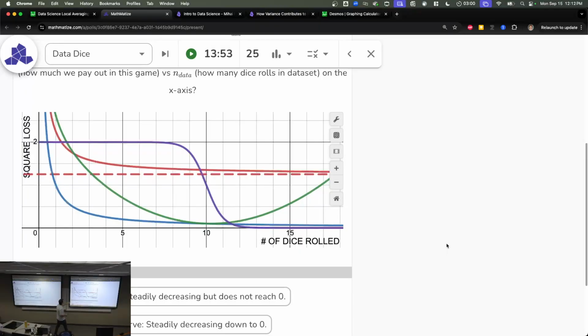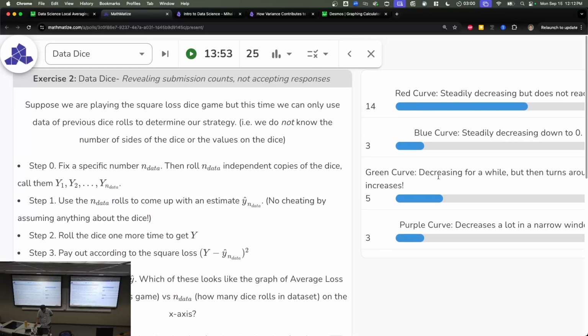Green is a bit of a wild card, because green is the only one that goes down for a while, and then it goes up, right? So the difference between green and the other ones is you're answering the question, is more data better? If more data is always better, then the more dice we roll, the better we'll do, the less loss we will have. But if you chose green, you sometimes think, hey, you should stop after a certain amount. And 5 people picked green. Okay, very good. So green was actually the second most common choice.